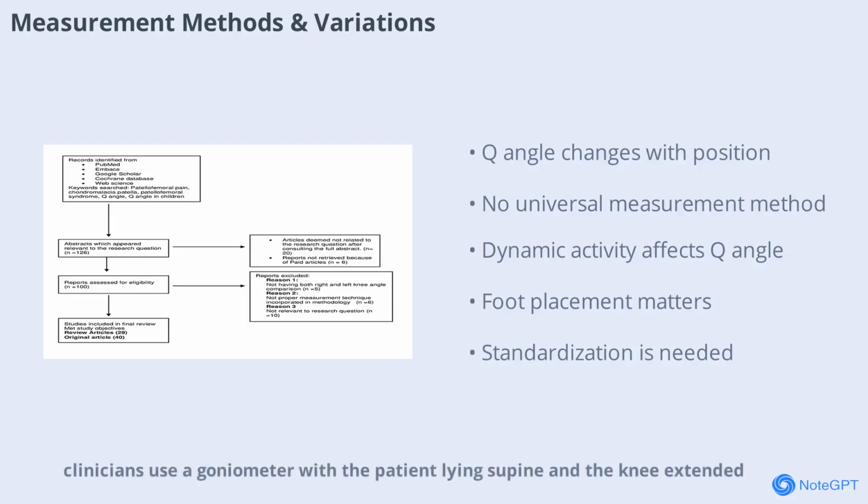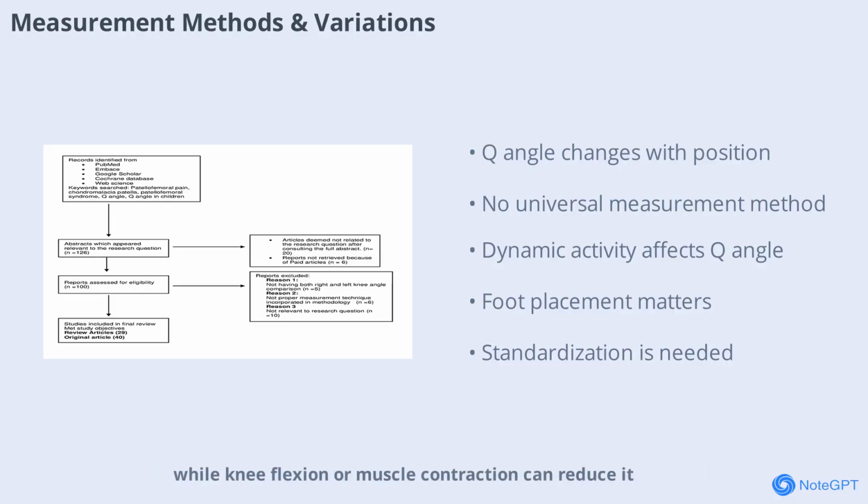Traditionally, clinicians use a goniometer with the patient lying supine and the knee extended. Yet some experts argue that assessing the Q angle in positions that mimic real-life movement, such as standing, flexing the knee, or during dynamic activity, may provide more accurate insights. Studies show that the Q angle can change depending on body position, muscle contraction, and even foot placement. For example, moving from a lying to a standing position can slightly increase the Q angle, while knee flexion or muscle contraction can reduce it.